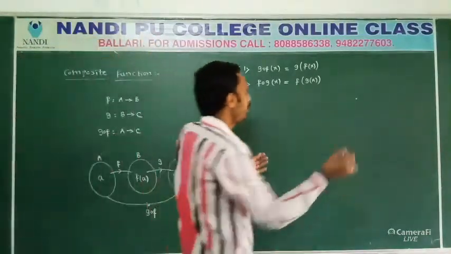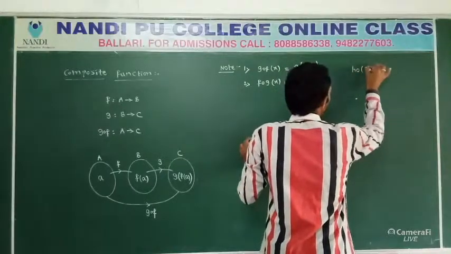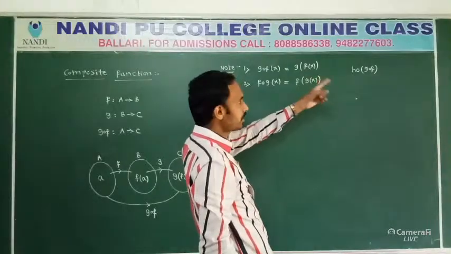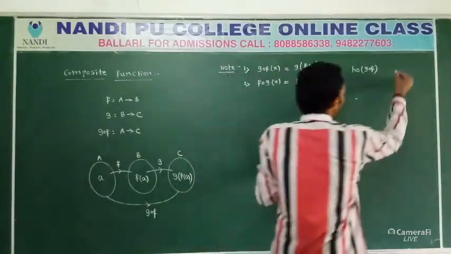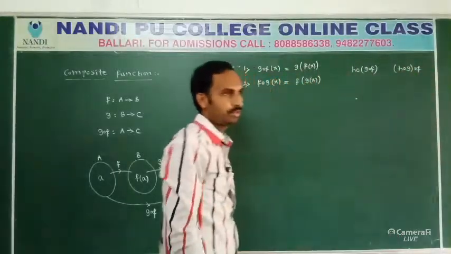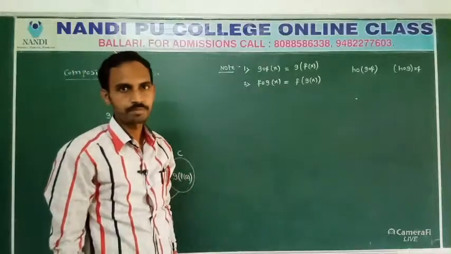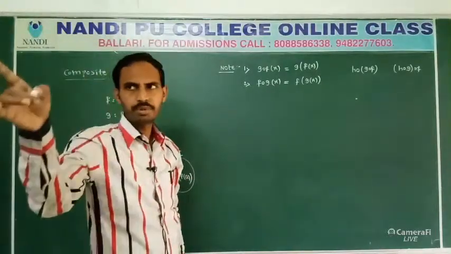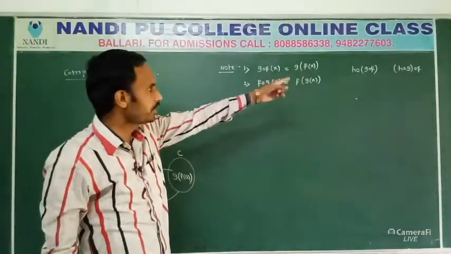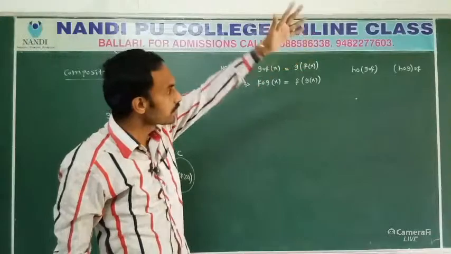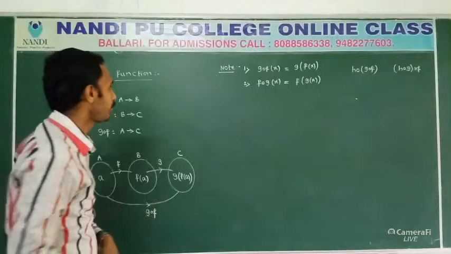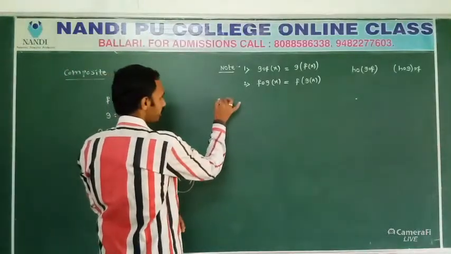Composition of three functions may be like this: h circle g circle f. Both are called composite functions of three functions. F goes from A to B, g goes from B to C, h goes from C to D. Now another definition: invertible function.